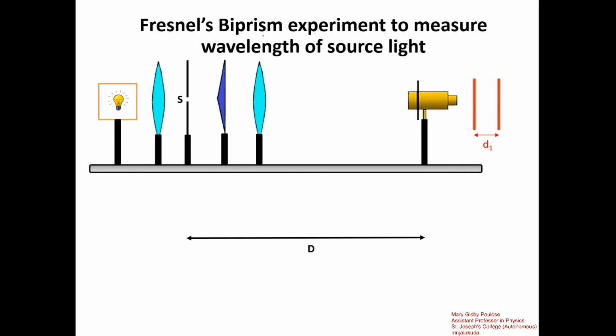That is, we have two slits that are very much apart from each other. In this position, the distance between these two virtual sources is measured in the eyepiece as d1. The distance from the slit to the second lens is measured as u, and the distance from the lens to the eyepiece is measured as v.